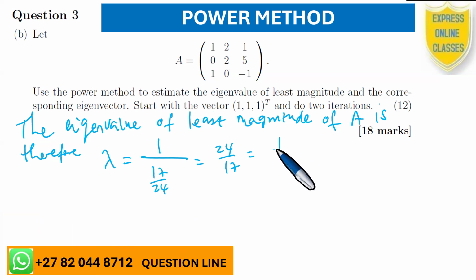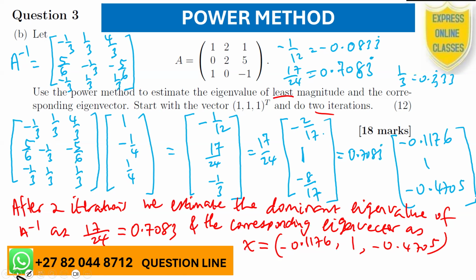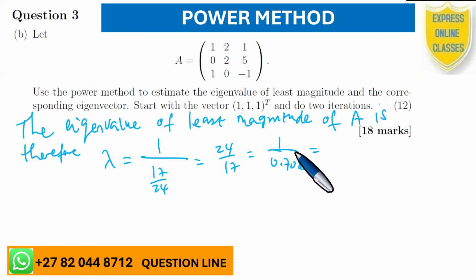Right. 1 divided by 0.7083. Okay, you divide by these two. One divided by 0.7083.